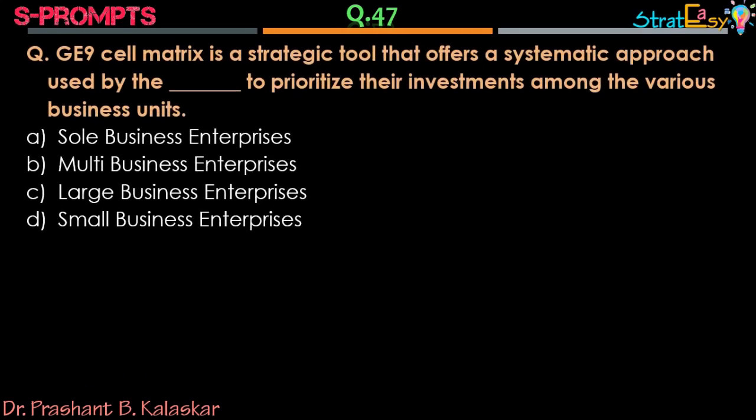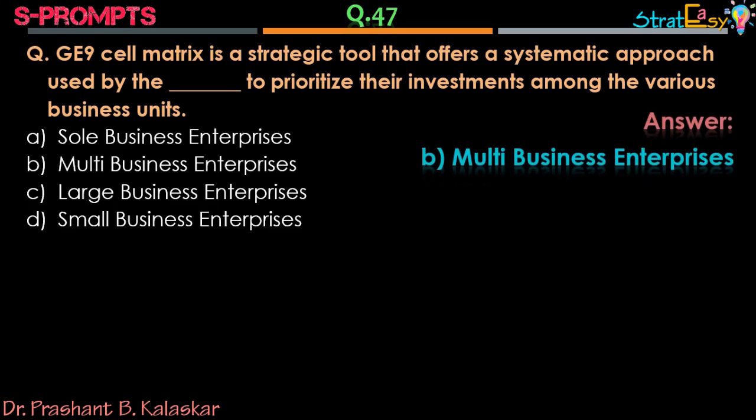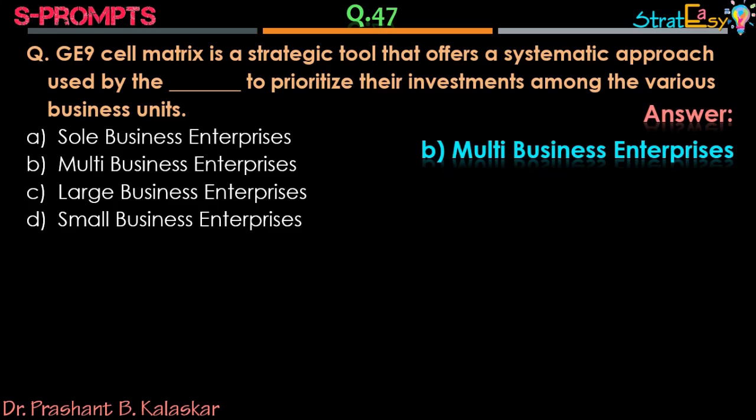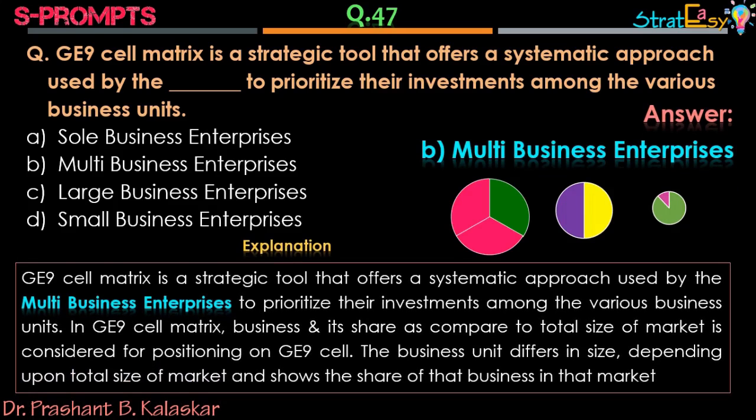Question number 47. GE 9 cell matrix is a strategic tool that offers a systematic approach used by the dash to prioritize their investment among the various business units. And the right answer is option B, multi-business enterprises. GE 9 cell matrix is a strategic tool that offers a systematic approach used by multi-business enterprises to prioritize their investment among the various business units.